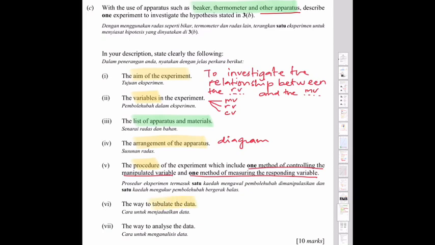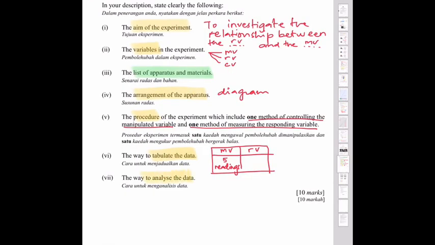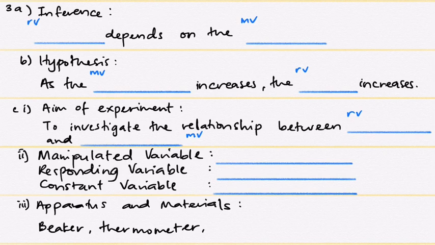Next, the way to tabulate the data. Basically, you have to construct a table and you write down the manipulated variable and responding variable. Make sure that you create 5 readings for the manipulated variable, minimum. And the last one is analyzing data. So you have to sketch a graph with manipulated variable representing the horizontal axis and the responding variable representing the vertical axis. Now, with the guide that I've stated before, let's fill in the blanks.